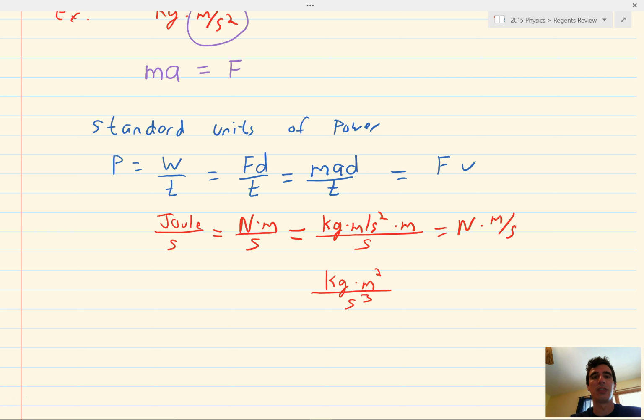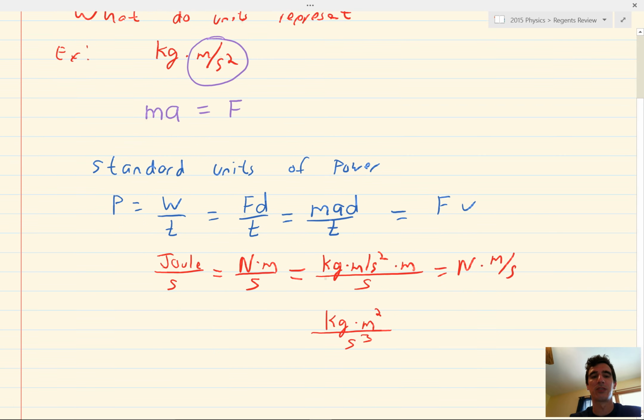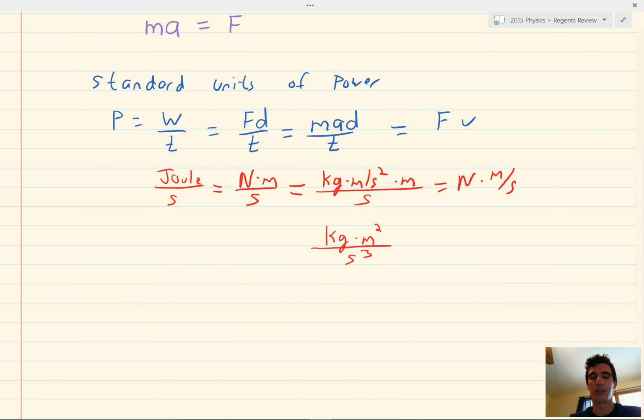So that's how you solve either what do the units represent, or what are the standard units.